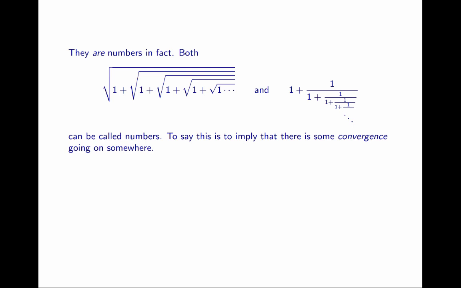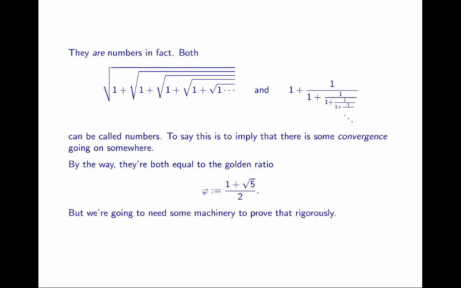So to say that that's true is to imply that there's some sort of convergence going on. By the way, it just so happens that both of them are equal to the golden ratio, which is the limit of Fibonacci ratios. But we're going to need some pretty heavy machinery to prove that rigorously, even though we can see numerically, it sure does get close to that golden ratio number.